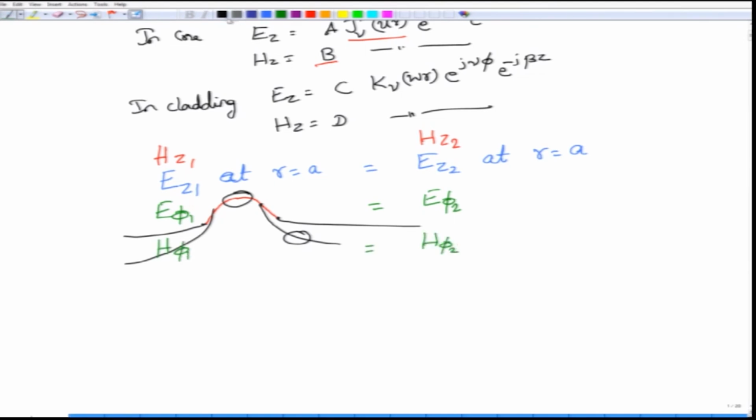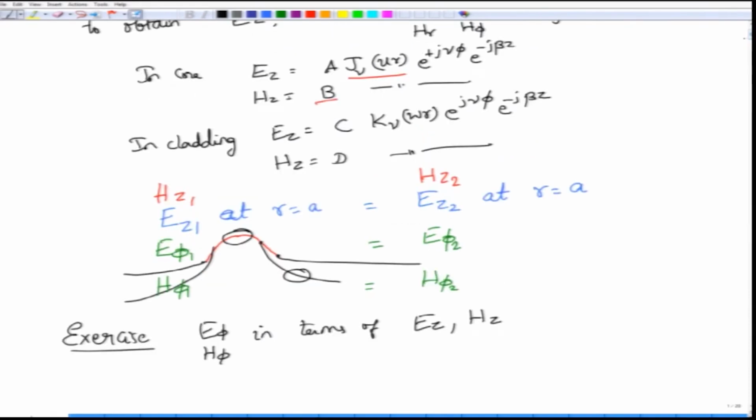So, you can take a look at this small exercise which will allow you to express E phi as well as H phi in terms of Ez, the longitudinal component Ez and Hz. So, if you have solved this exercise in the previous module, which I had recommended you to do so, you would then be able to use the values of Ez, Hz given in these two equations for the core and the cladding and obtain the expressions for E phi and H phi.